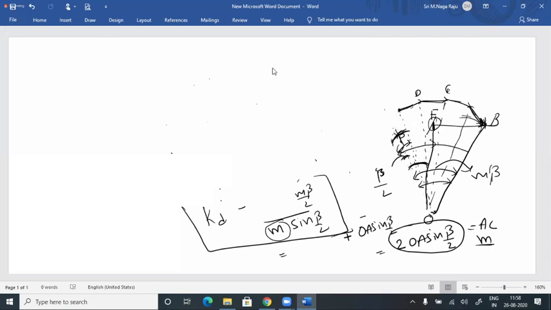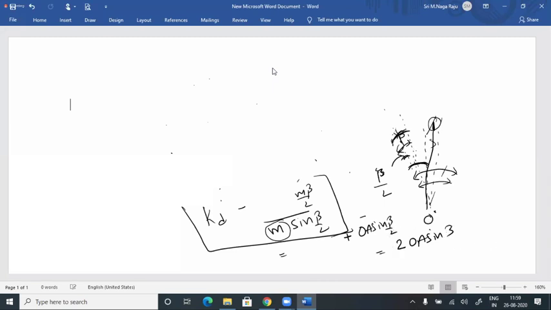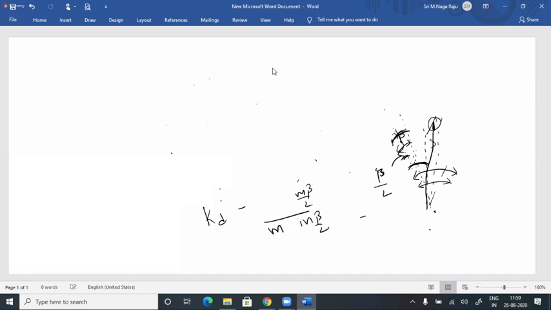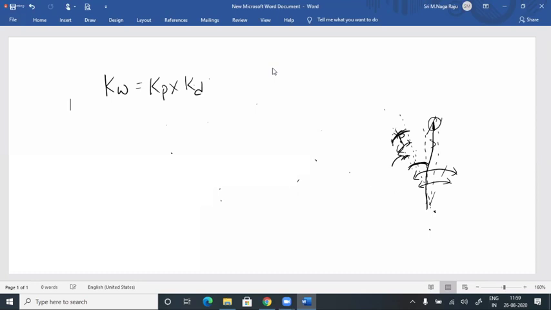First of all, tell me what is the formula for winding factor? We know the pitch factor and we know the distribution factor. Write down the winding factor: K suffix W equal to KP into KD, that is pitch factor into distribution factor. Now solve it.